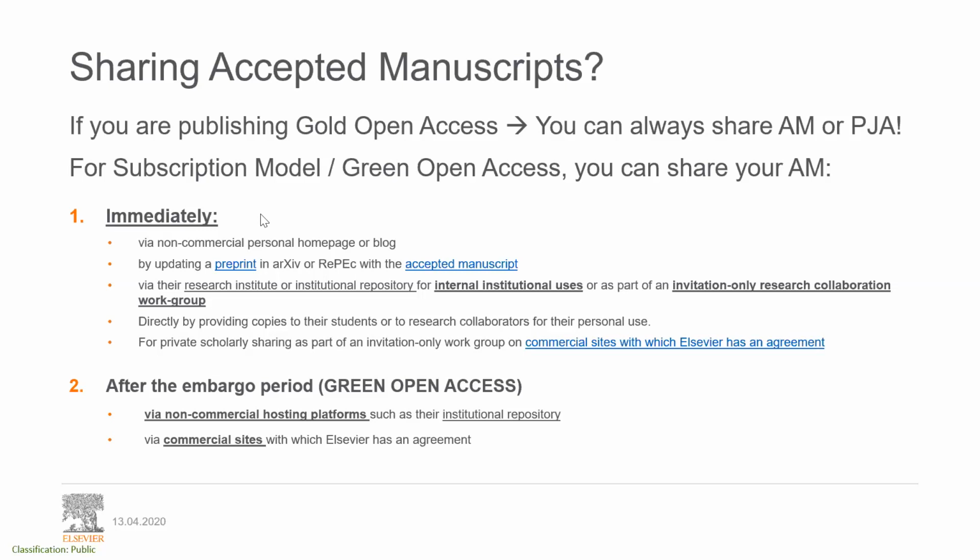So say I got accepted yesterday. I have the version that has come out of peer review, what we call the accepted manuscript. Generally, in order to share my accepted manuscript, I have to wait for what's called the embargo period. Again, I'm publishing under the subscription model here. If I'm publishing under the subscription model, then I'll have to wait for the embargo to start sharing my accepted manuscript. But there are some exceptions for sharing your accepted manuscript immediately.